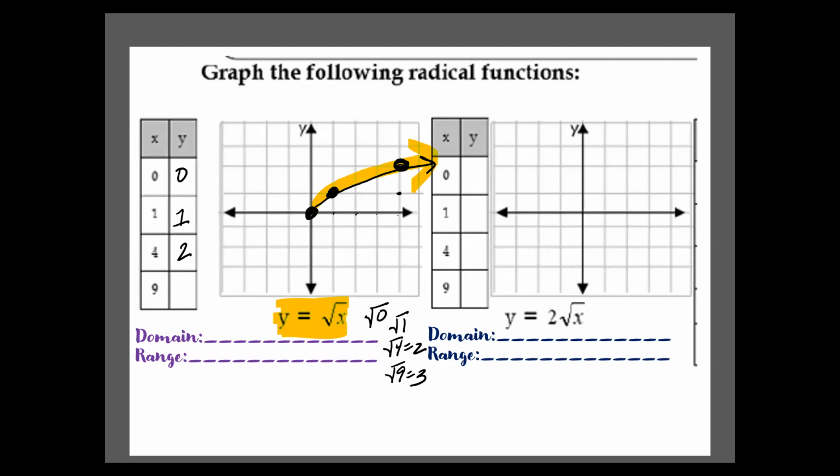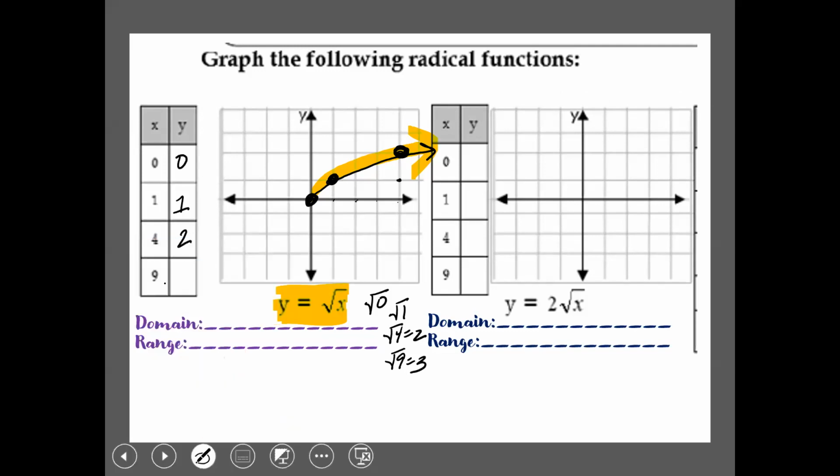So then your domain is going to start at 0 with a bracket and then positive infinity. Another way of writing that is you can also just do x is greater than or equal to 0. So it's saying all the positive numbers starting at 0. So either one works.